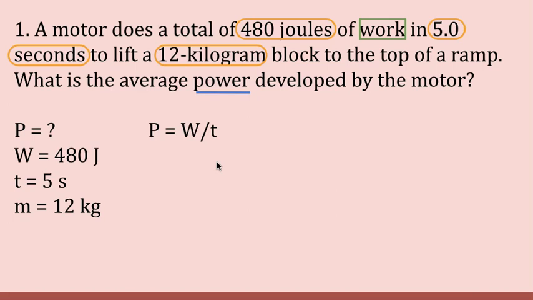I'm choosing power equals work per time. It doesn't have mass in it, but that's fine. That can just be extra information. So I'm plugging in 480 divided by 5, and that gives me 96 W. Here the W stands for watts because it's the unit for power.